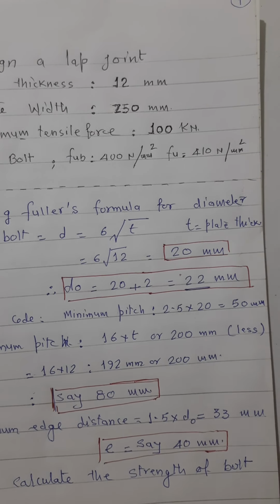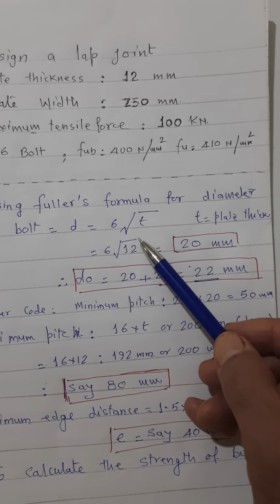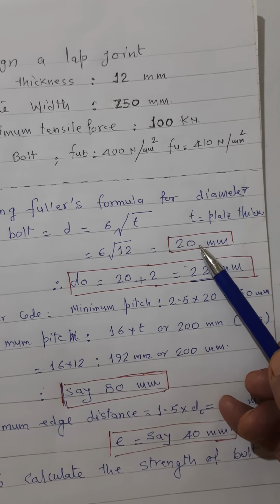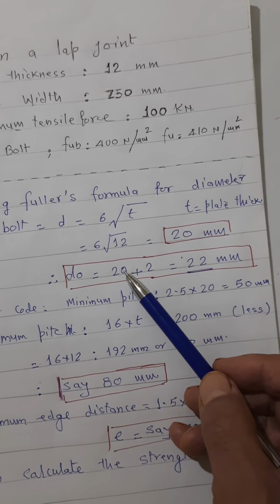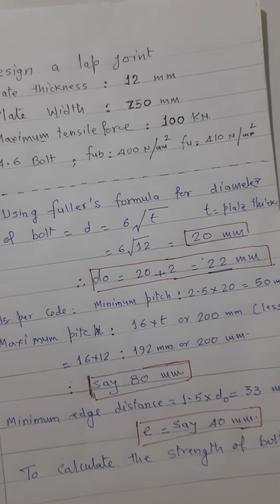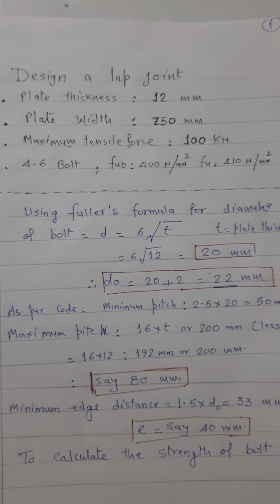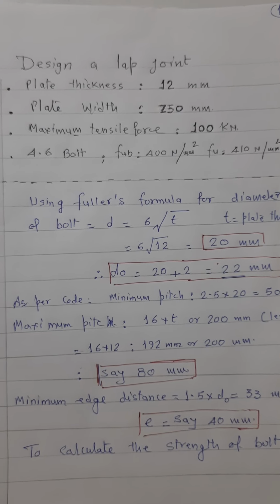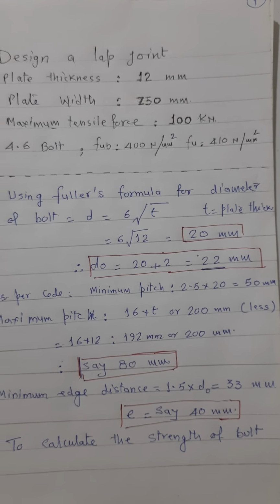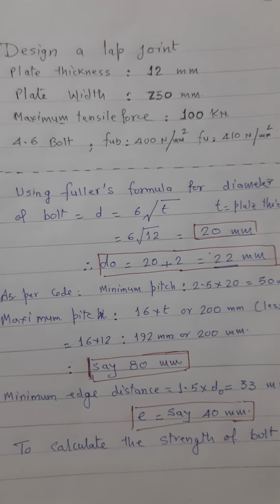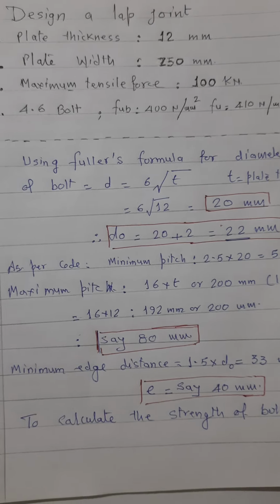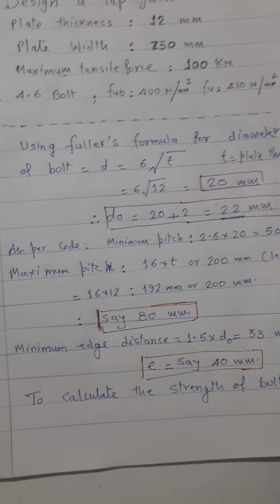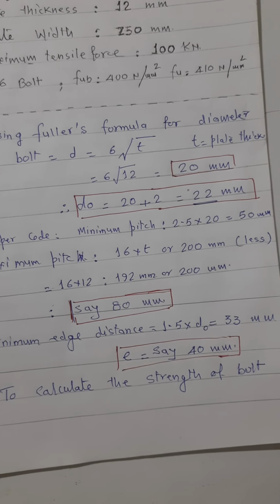Substituting the value of this T from here, over here we can find it is about 20. So when the D is now 20, we can say D naught will be 20 plus 2, that is 22. We have decided the diameter of a bolt. We have also decided the hole diameter by adding the clearance. Now we know the thickness, etc.